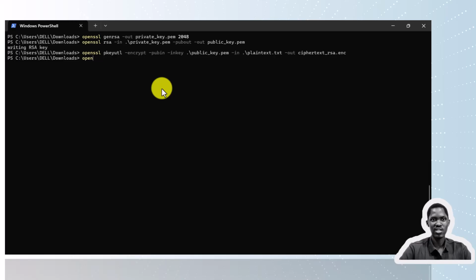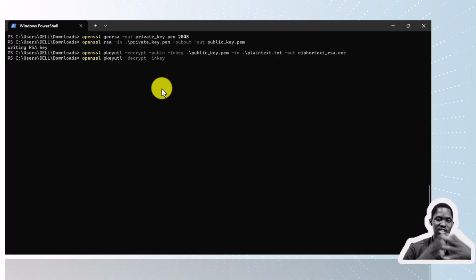So look at the command. OpenSSL is still the same pkeyutl that we are using, right? And this time it is decrypt. Now we need to decrypt using what? The private key and not the public key. So we are not going to be specifying that our key is public again. So we are not using pubin anymore. We are just saying inkey, right? Automatically OpenSSL knows that it's decryption we want to use.